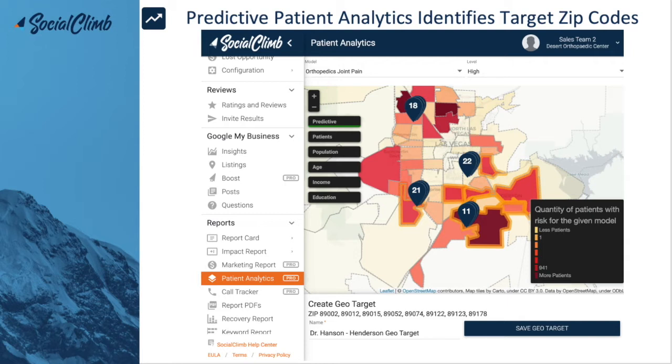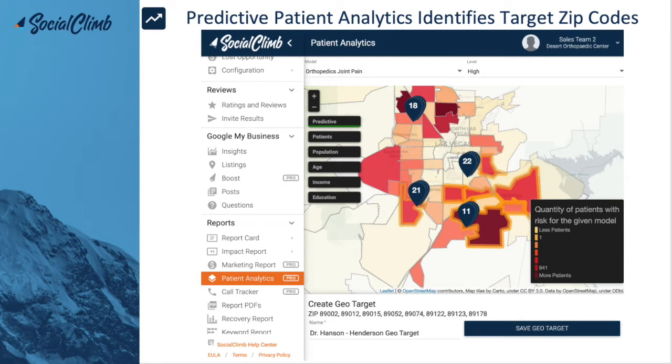Each of the colored shapes represent zip codes in the Las Vegas area, and each of those have been colored based on the density of patients that match this predictive analytics data set for this search. So you can see that Dr. Hansen is seeking patients down in the bottom right corner, down in the southeast corner of Las Vegas in the Henderson area. And he would like to attract more patients who have orthopedic joint pain.